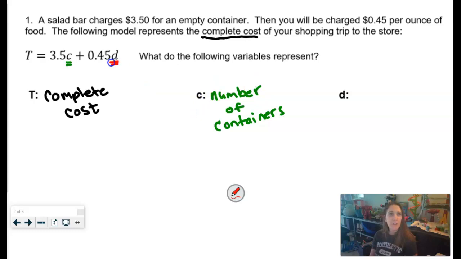And then D right here goes along with the 0.45, so it's 45 cents per ounce of food. So the 45 cents is what you're getting charged every time you add weight to the container, right? So every ounce it goes up 45 cents. So D does not represent how much you charge for the food. It does not represent anything about the 45 cents. It represents the number of ounces of food. So another way to say that, and I would totally accept this, is the weight of the food in ounces. I think that's a perfect way to say what D represents. So that's our first task.